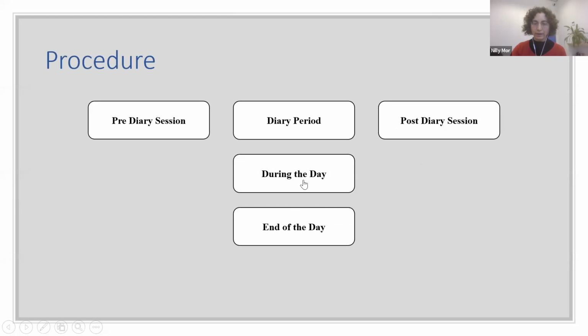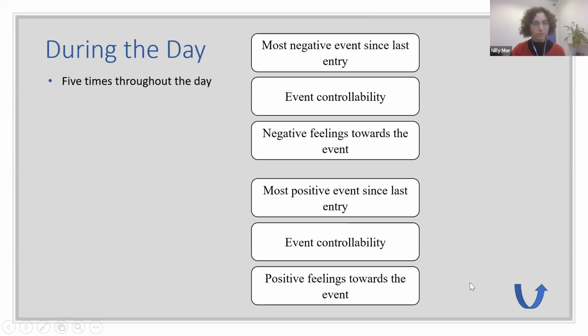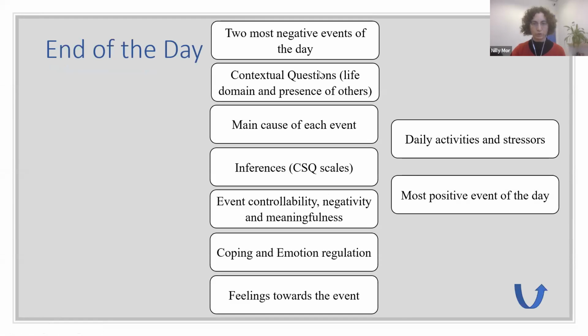During the day, 5 times a day, the report was rather brief because we wanted to get as many events as we could. Basically, they're reporting on 10 different events, 2 events each time, and therefore we needed to keep the descriptions rather brief. At the end of the day, we asked them for a more elaborate description. Here, at the end of the day, the computer selected the 2 most negative events of the day, and then we asked them for more elaborate descriptions.